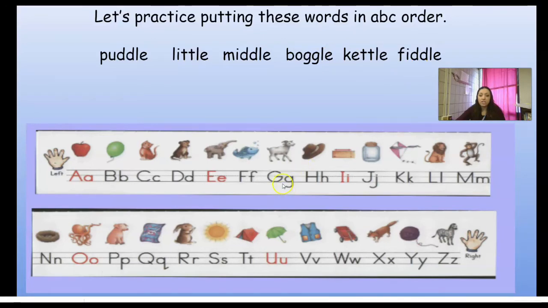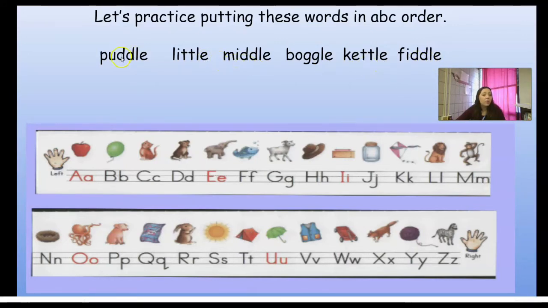Okay, now what about G? I don't see any words that start with G. No. How about I? J? No words that start with J. How about K? Yes, we have this word right here. We have kettle, kettle. So far we have boggle, fiddle, kettle, and then how about L? Yes, we have little. So boggle, fiddle, kettle, little, and then what about M? We do. We have middle. So boggle, fiddle, kettle, little, middle.